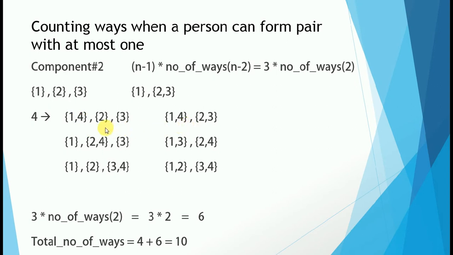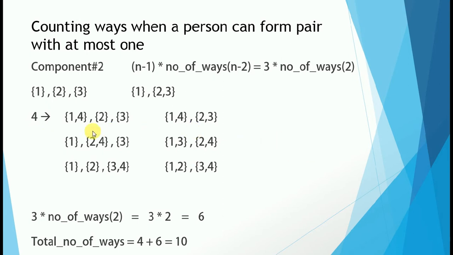Observe here, for a moment, just forget about 1 and 4 taken together and look at these two arrangements. If you consider 2 and 3 separately, then there are two ways in which they can pair up or remain single, like we saw in the case when n was 2. Hence, the number of ways for 2. Here n is 4, and 4 minus 2 gives you 2, and that is what I want to imply here. That is why in the second component we use the number of ways for n minus 2.